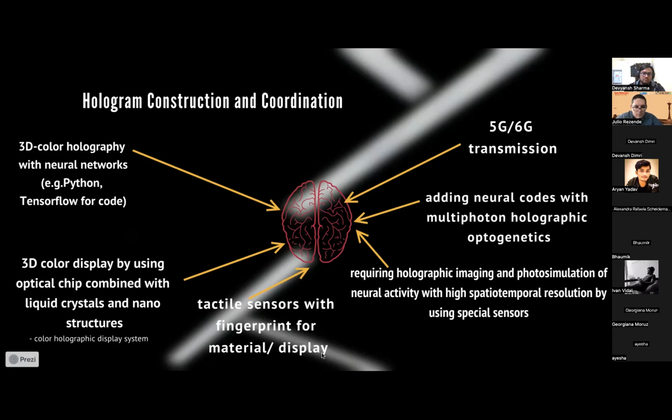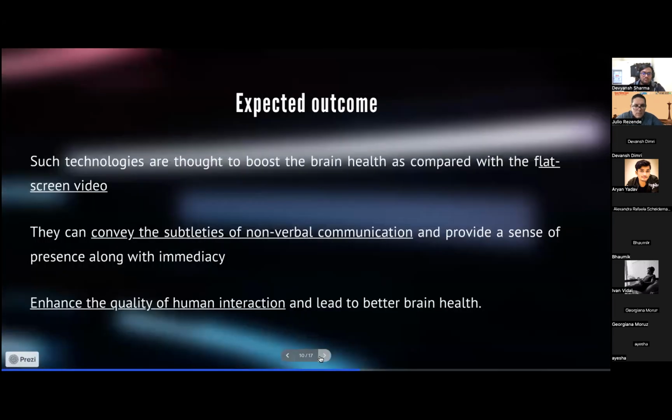And then we want to use a 6G network for transmitting this technology, and also add neural codes with multi-photon holographic optogenetics. This will help for studying the brain health of the astronauts. For this we also require holographic imaging and photostimulation of neural activity with high spatiotemporal resolution by implementing special sensors.